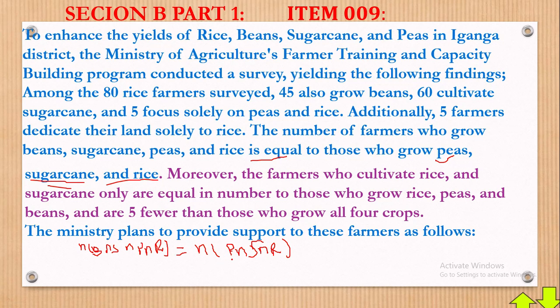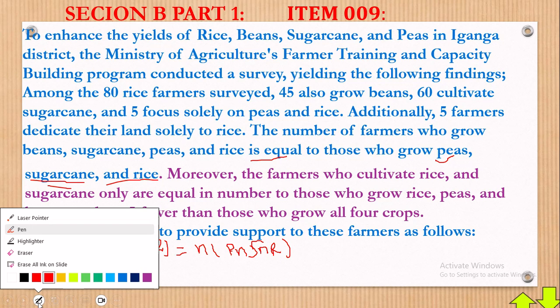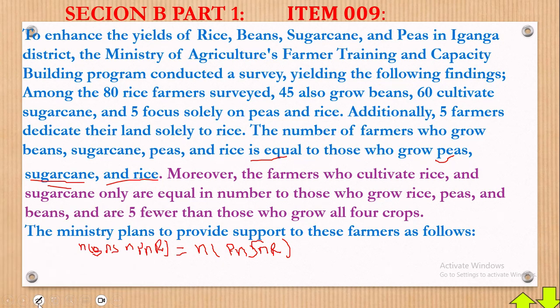now we can let, so for example, I'll use a different color. What if I call this one X, then it means that even this one also will be X, like that. So it implies that the number in this is x and that one is x.